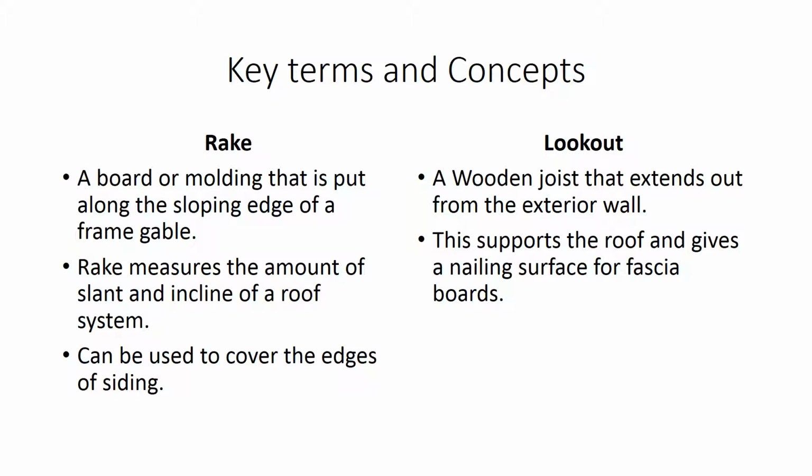Rake is a border or molding that is put along the sloping edge of a frame gable. It can be used to cover the edges of siding. Rake also measures the amount of slant or incline of a roof system.